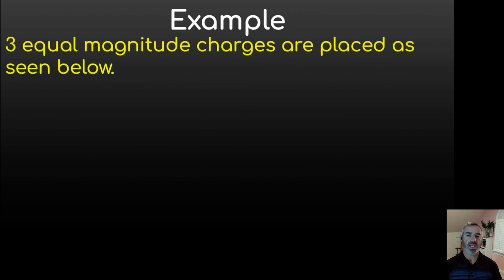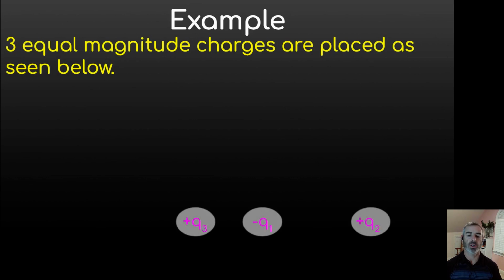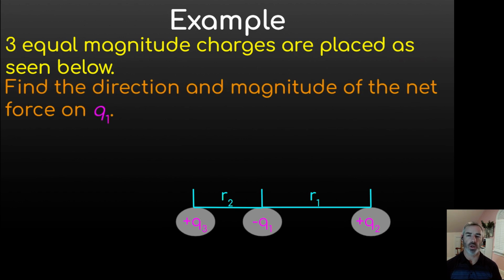Now, let's look at an example. So let's say we have three equal magnitude charges, and they're placed as seen below, where Q3 and Q2 are both positive, Q1 is negative, Q1 and Q2 have a distance of R1, and Q1 and Q3 are closer together and have a distance of R2. And what we're asked to find is the direction and an expression for the magnitude of the net force on Q1.